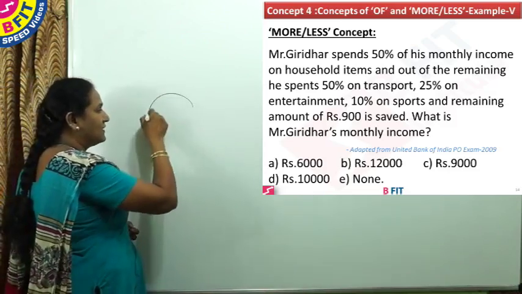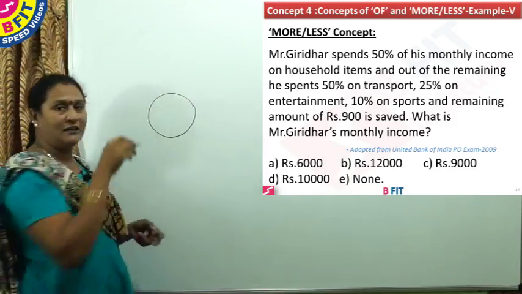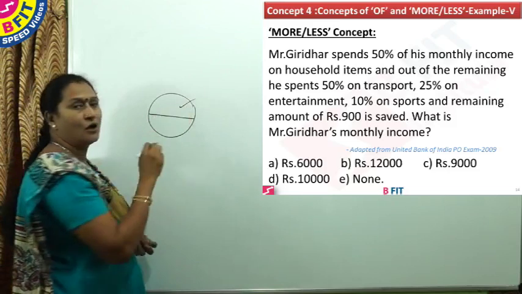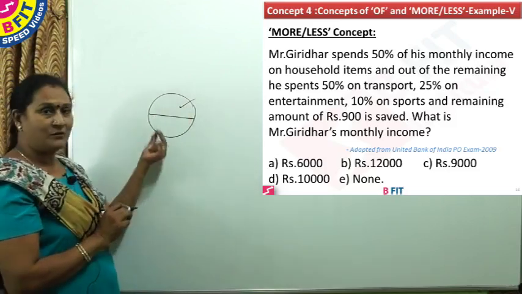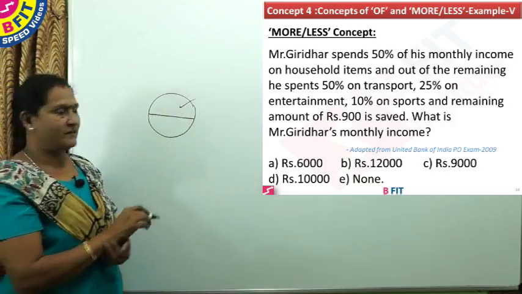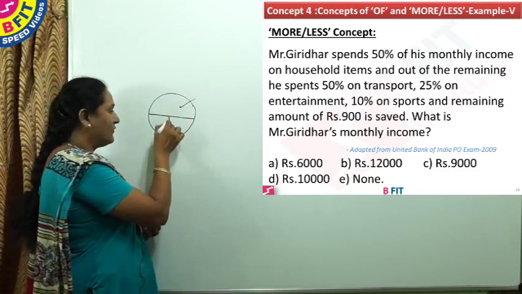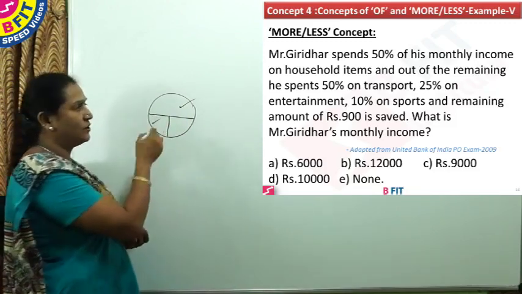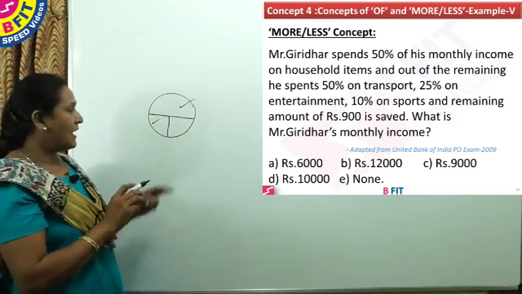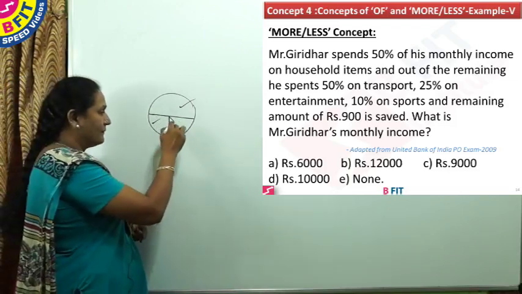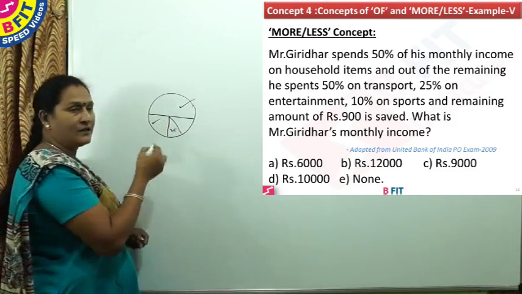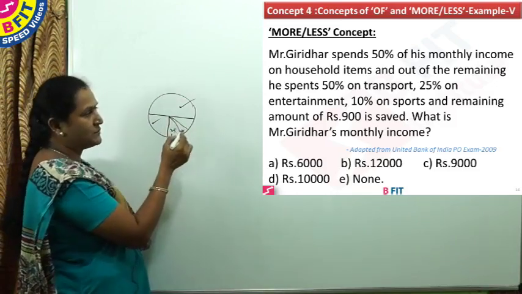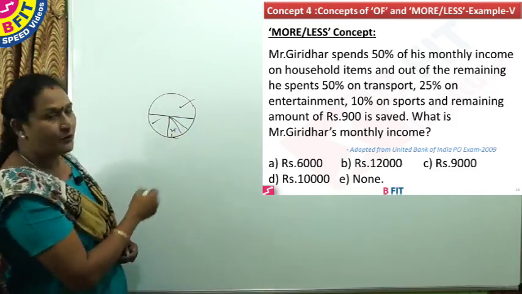So we'll think that this is Giridhar's whole income, and in this he spends 50% on household items. In the remaining he spends 50%. So in the remaining, what will be 50%? It will be 1/4 of the circle. So he spends that on transport. And in the remaining 25% he spends on entertainment. And 10% he spends on sports.